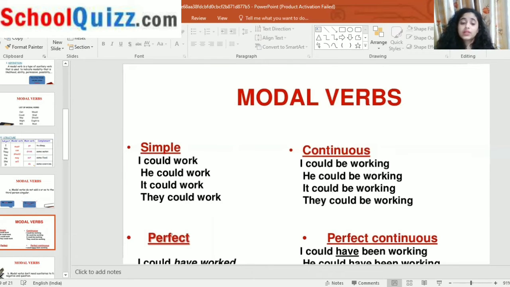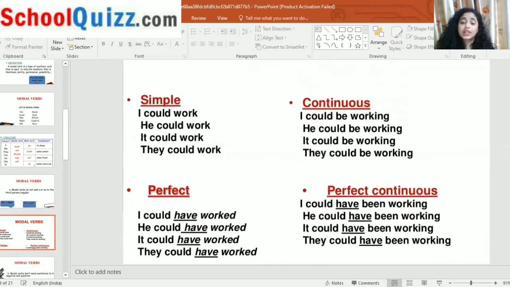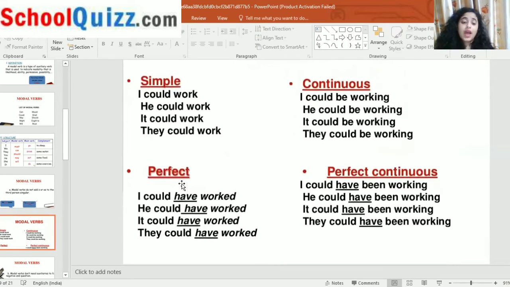This all shows you that it is a continuous tense. Now, perfect. I have always told you that in the present perfect tense, have would be included. So it's like, I could have worked, he could have worked, it could have worked, they could have worked. Then perfect continuous: I could have been working. I told you what words should be included here. Because it is a continuous sentence, been should be included. And because of the perfect, have should be included. So it will be like, I could have been working.